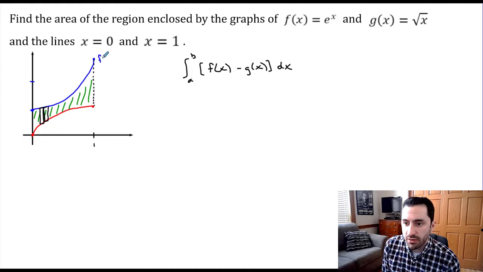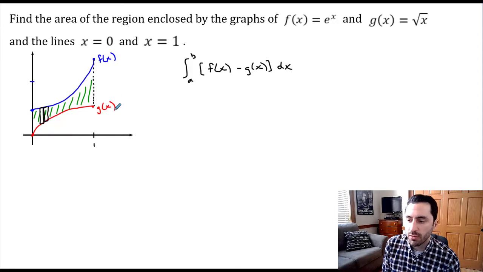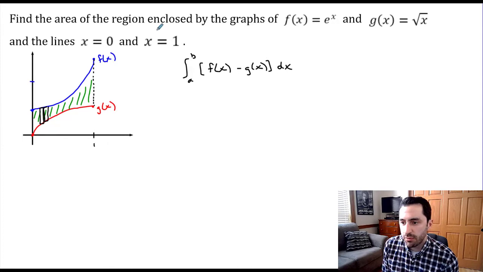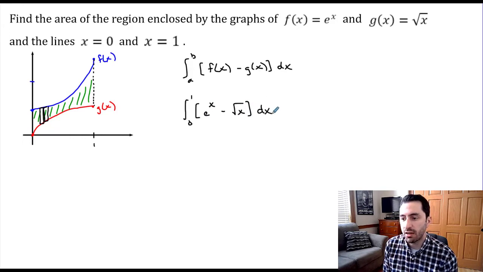So everything we have here checks out. So f of x is greater than g of x for our entire interval. So we can just use our formula. So let's plug everything in. So we have the integral, and then our bounds are from 0 to 1. And then our two functions, we have e to the x, and then we're going to subtract the square root of x, and times dx.